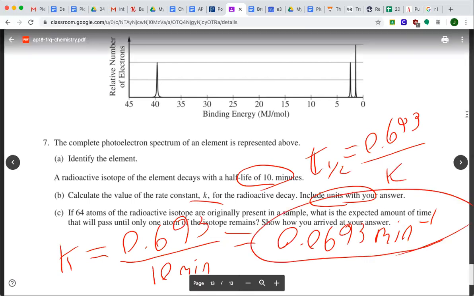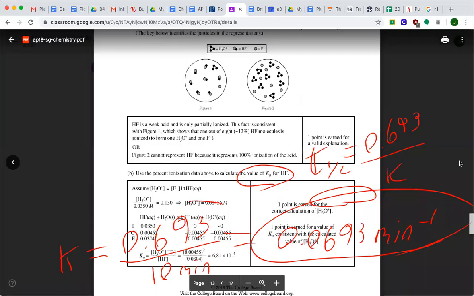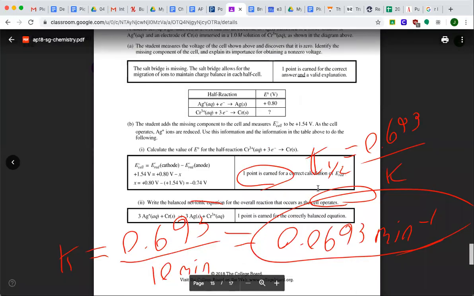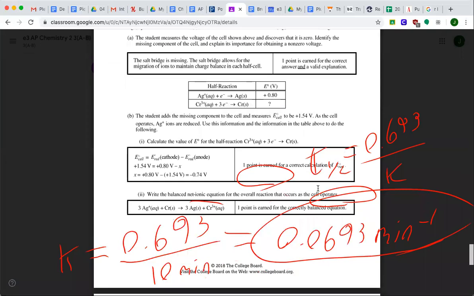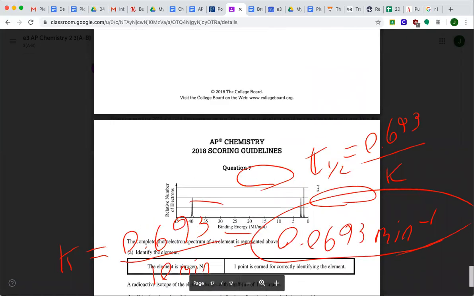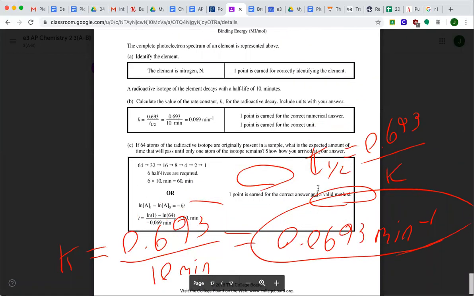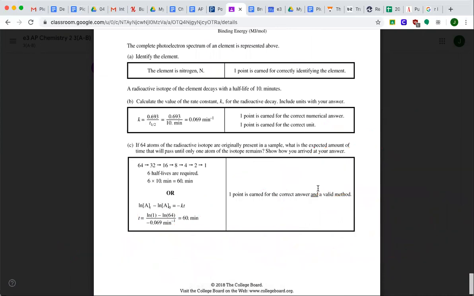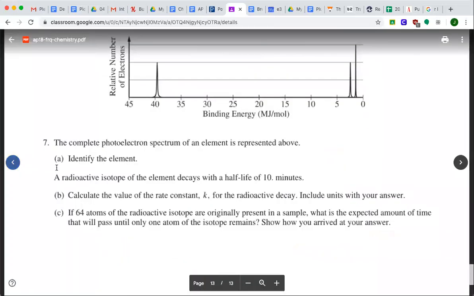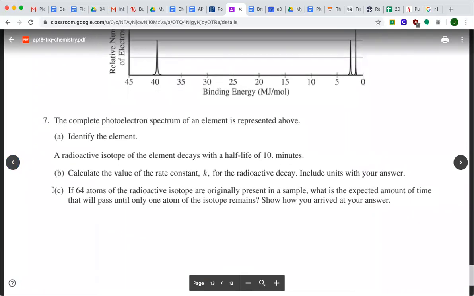Let's just double check that that's correct. Nitrogen, and skip this, skip that. Nitrogen, yep, good, we got that right. Then let's go back to the next question and do this guy. 64 atoms of the radioactive isotope originally present in a sample. What is the expected amount of time that will pass until only 1 atom of the isotope remains?